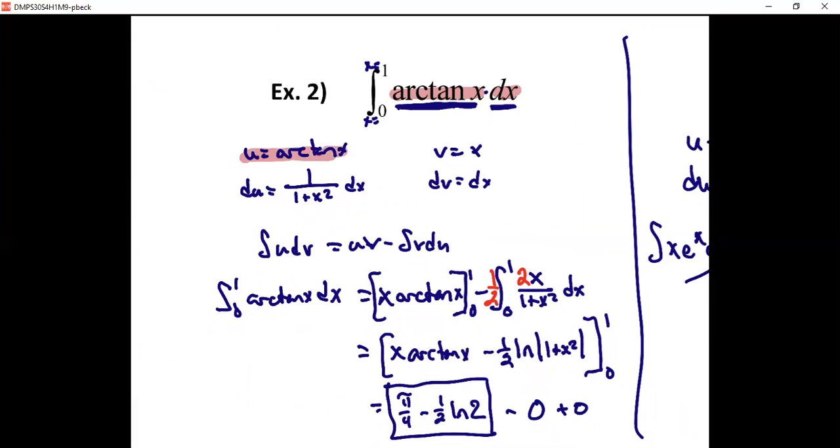If u is the arctangent of x, yes, we need to know du, which is 1 over 1 plus x squared. dx is dv, so v is x. So once again, integral of u dv, so the integral of arctangent, is uv minus the integral of v du.